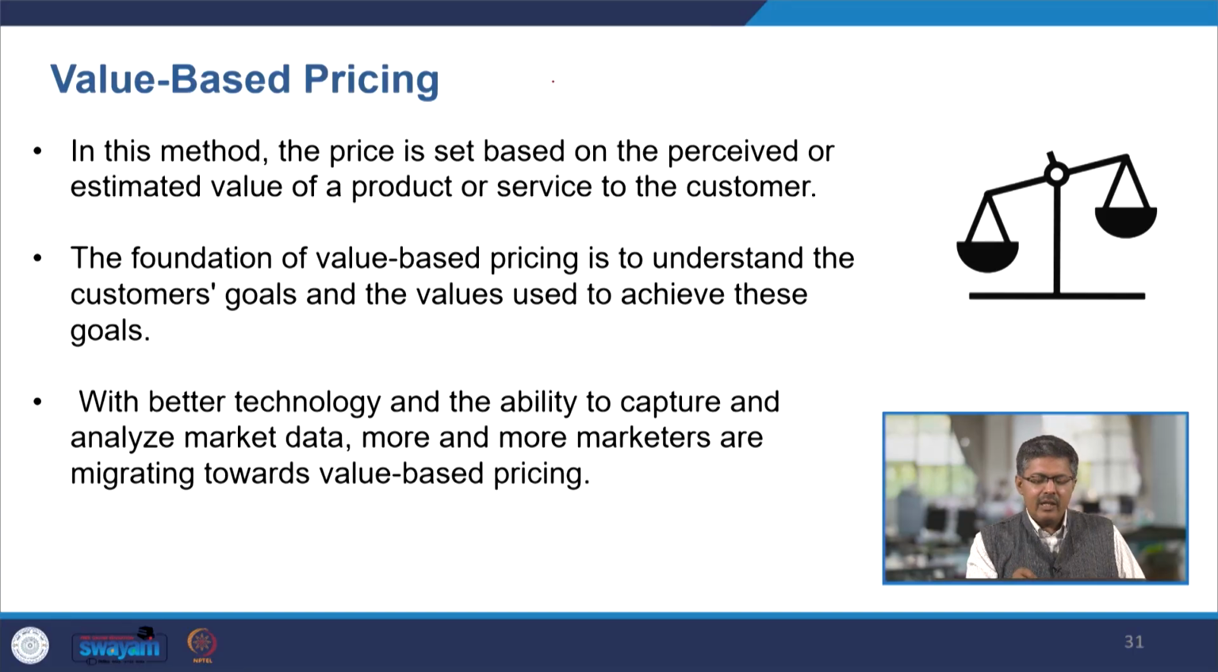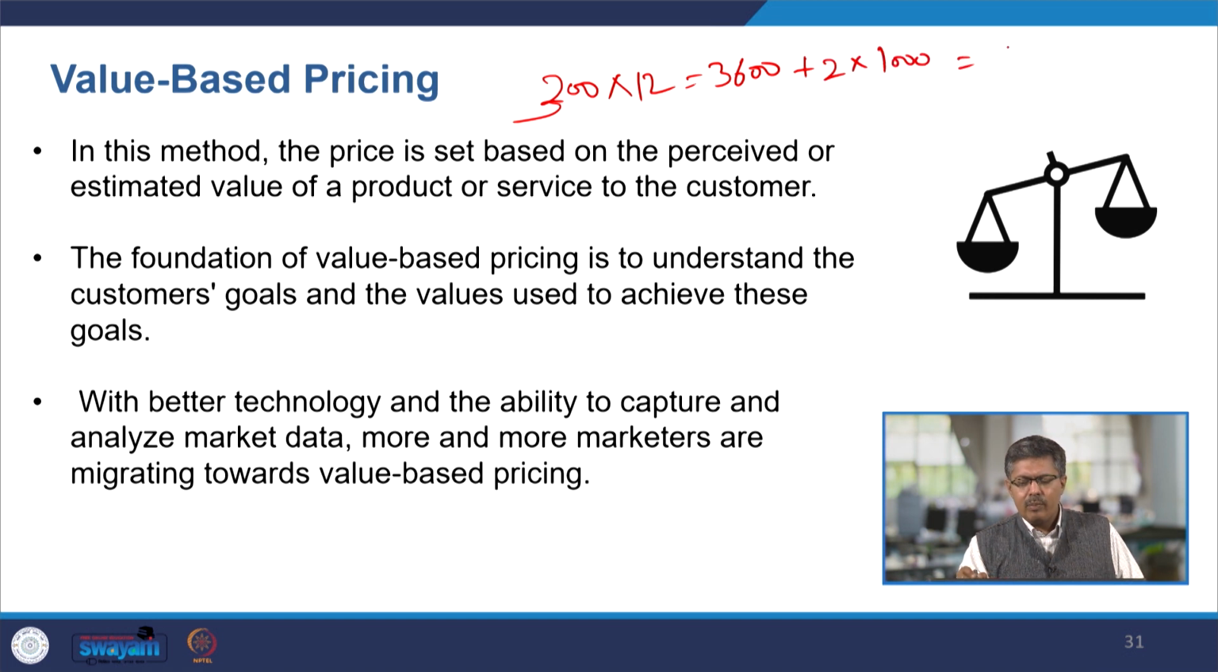Let us say I am using a particular medicine and it charges me 300 rupees per month, and I consume it 12 months, so 3600 rupees per year. But even if I am using this medicine, I have to make at least 2 visits to the doctor, I have observed that. Each visit is, let us say, 1000 rupees. So, that makes my total cost per year 5600.